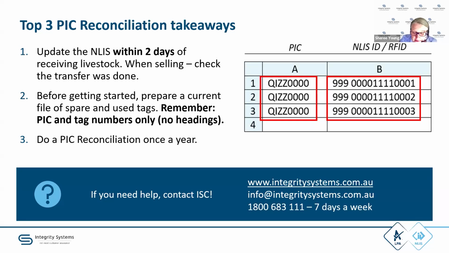Now, it is a receiver's responsibility to do this, and we say that in lots of our presentations and communications. It is up to the receiver of livestock to do this, but it doesn't hurt to check that it has happened. Doing a PIC reconciliation is one way to do that. It doesn't hurt to check that what's on your PIC in the NLIS is actually what's on your property, because at the end of the day, that's what you want to know. So that would be our number 1: if you're receiving stock, bring them onto your PIC within the 2 days.